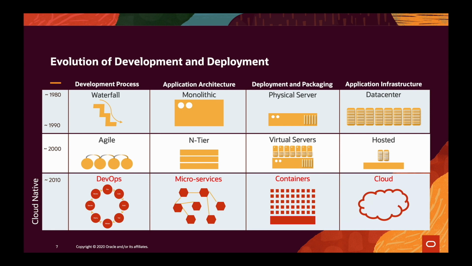We can trace the evolution of how companies have developed, deployed, and managed applications over three distinct phases. In the 80s and mid 90s, there were data centers with physical servers running monolithic applications developed using traditional waterfall methodologies. Going into the late 90s to 2000s, data centers and hosting providers were running Linux or Unix servers with virtual machines running n-tier applications that were developed using agile methodologies.